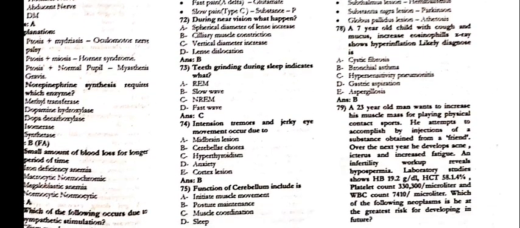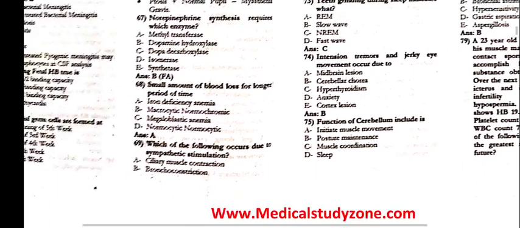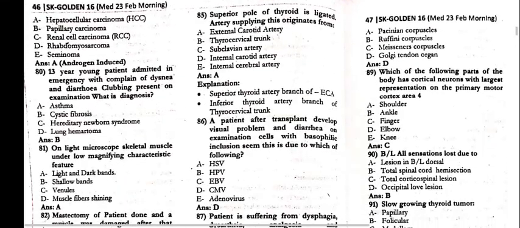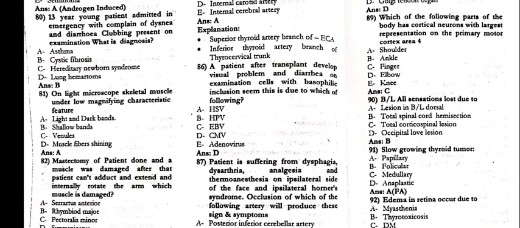78, the 7-year-old child presented with cough and mucus increase. Eosinophilia, X-ray shows the hyperinflation. Likely diagnosis is the bronchial asthma. Next, 79, a lengthy scenario of hepatocellular carcinoma. Next, 80, a 13-year-old young patient admitted in the emergency with a complaint of dyspnea and diarrhea.